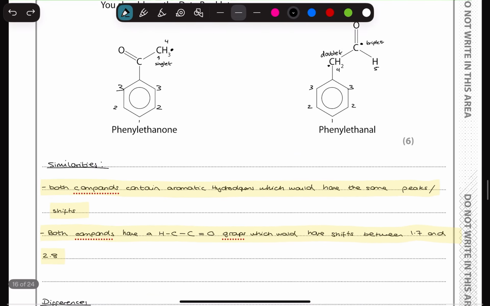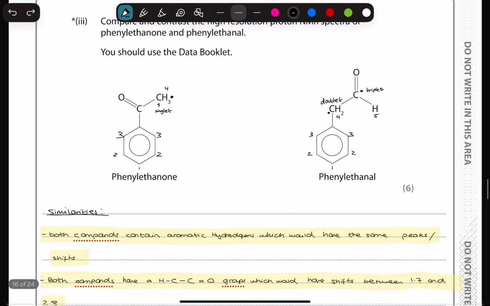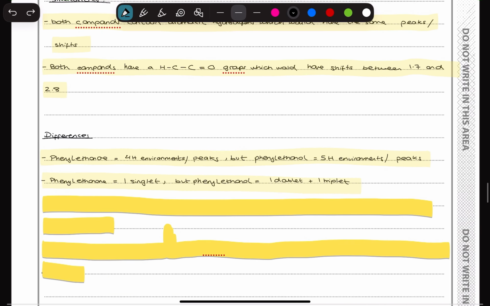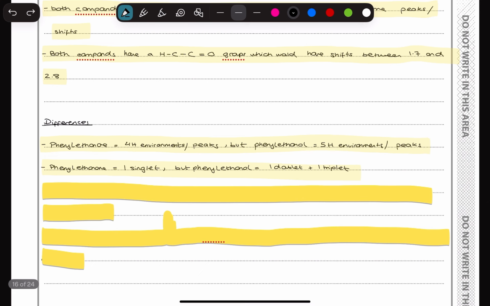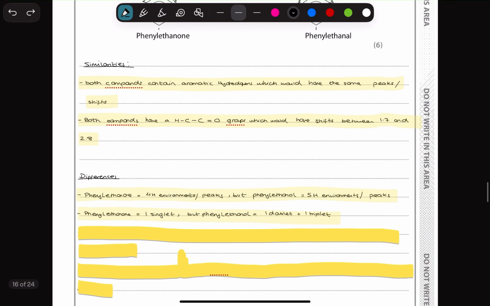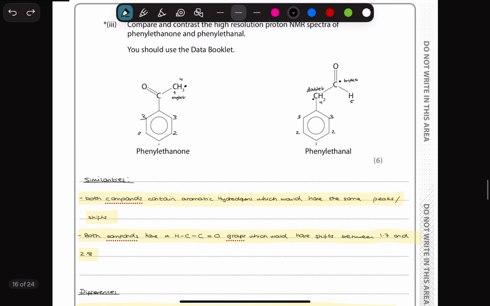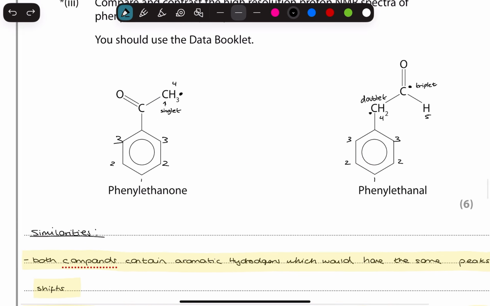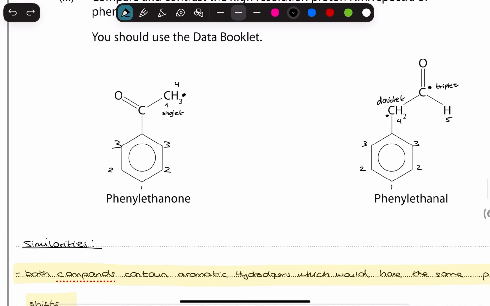So for phenylethanone, we have 1 singlet, and for phenylethanol, we have a ratio of 3 to 2, right? So we can write that as well. Phenylethanone, 1 singlet; phenylethanol, 1 doublet and 1 triplet. Perfect. So that's the next point. So we've got 4 points now. We need 2 more. So another thing we can talk about is the peak area ratios.